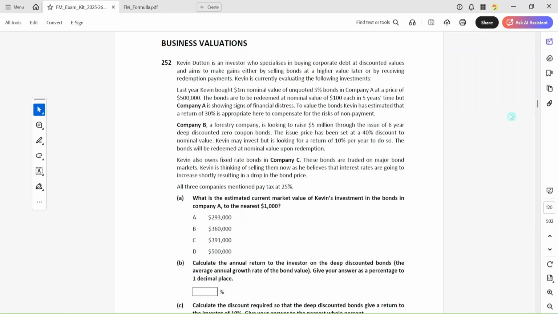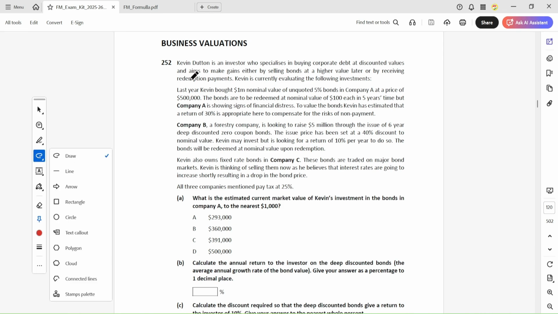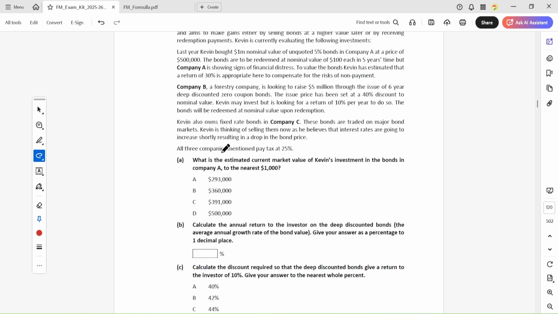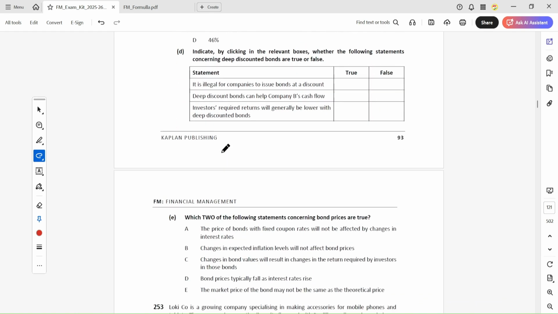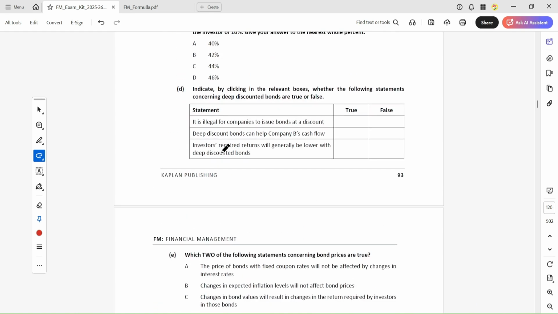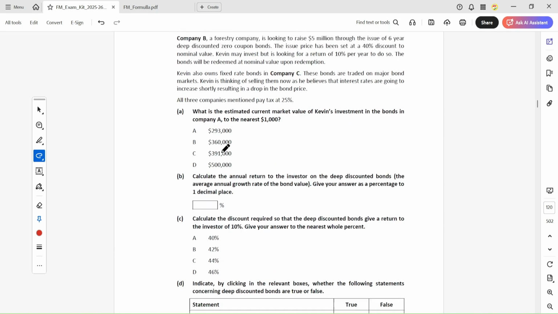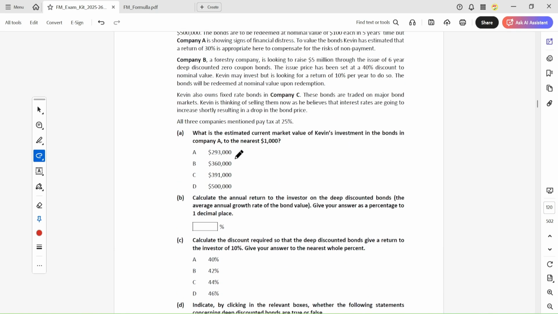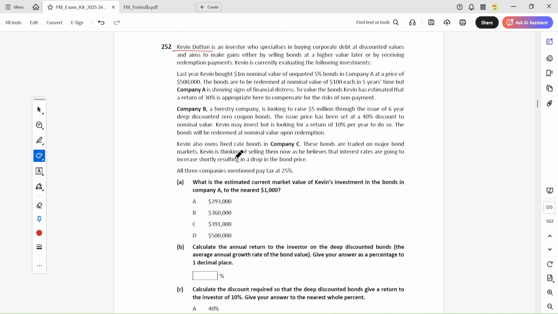Now I'm going to start Section B of the business valuation chapter. Here we will start this question, Kevin Thorne. We have been given one scenario, and based on that scenario we have to answer five questions. These are objective-based questions, so you have to choose the right answer. Now let's start this question.